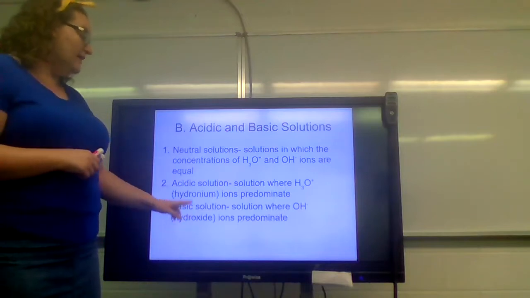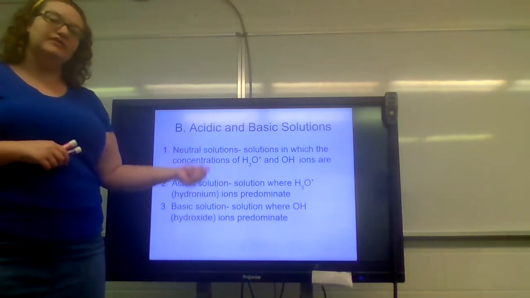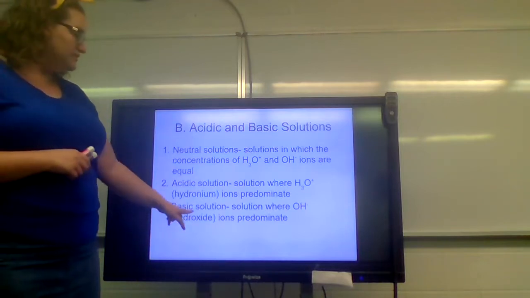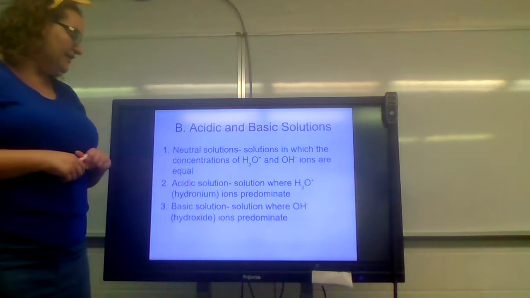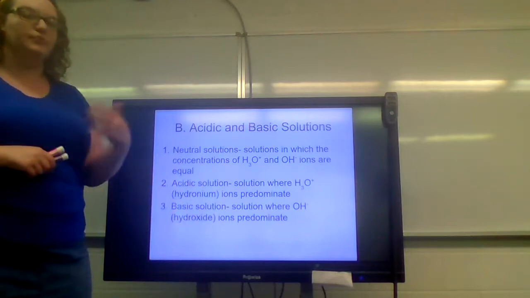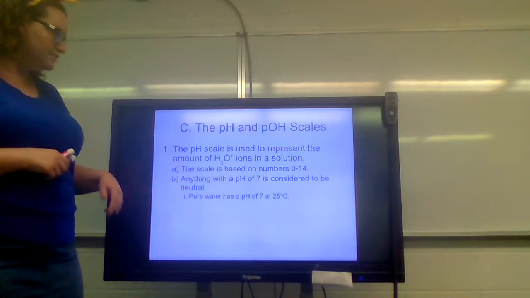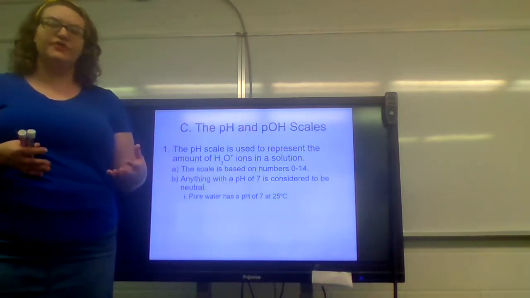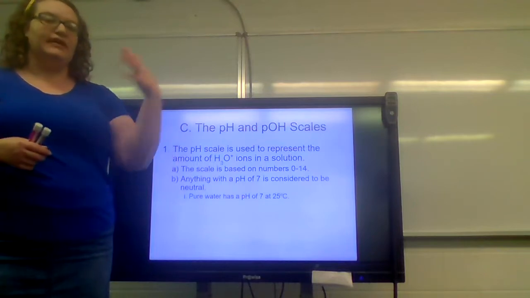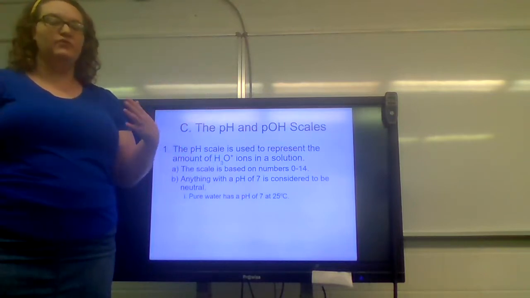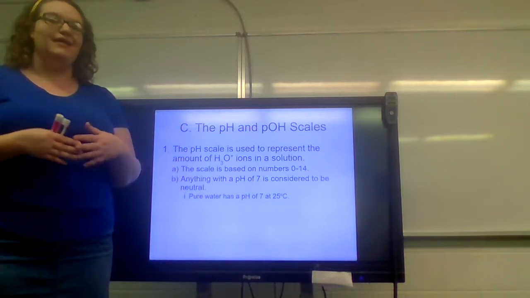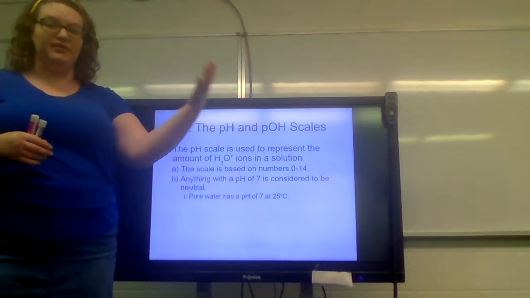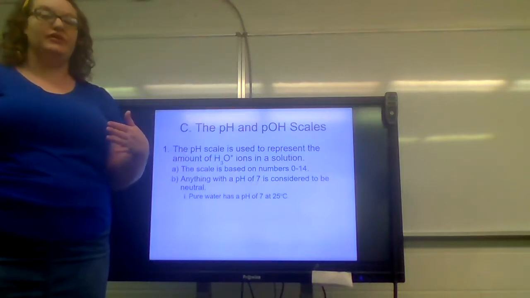Same thing with a basic solution, except instead of hydronium ions, you're dealing with hydroxide ions, all right? So a basic solution is a solution where OH- or hydroxide ions are predominant. So when you're looking at the pH of a substance, basically you're trying to figure out which is more predominant. Do I have more hydronium? Do I have more hydroxide? All right. And the numbers of the pH scale indicate what you're dealing with: more hydronium or more hydroxide.